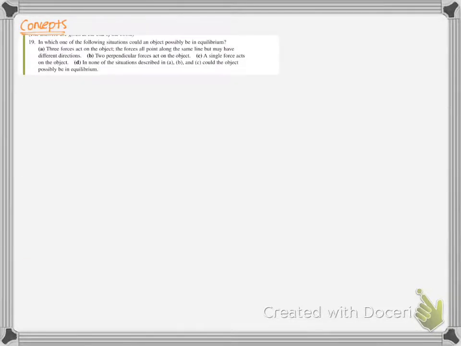Let's look at the first concept. In which of the following situations can an object possibly be in equilibrium? Let's look at A. Three forces act on the object. The forces are all along the same line but may have different directions. Force 2 could be 50, force 1 could be 25, and force 3 could be 25 newtons. When these forces push against each other, they completely cancel out, giving a total net force of 0. So A could be a possible choice.